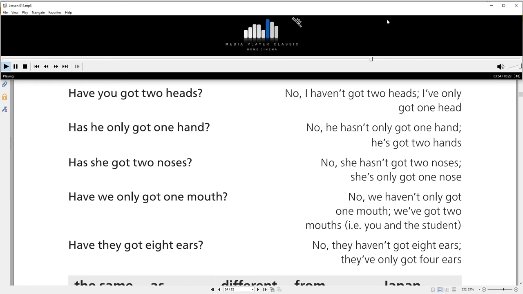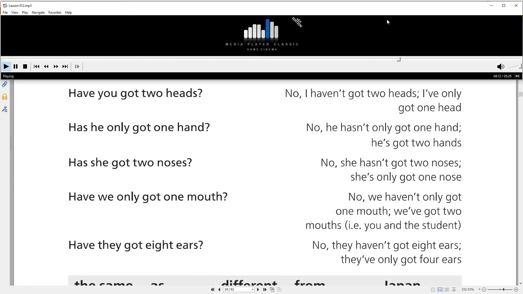Has he only got one hand? No, he hasn't only got one hand. He's got two hands. Has she got two noses? No, she hasn't got two noses. She's only got one nose.